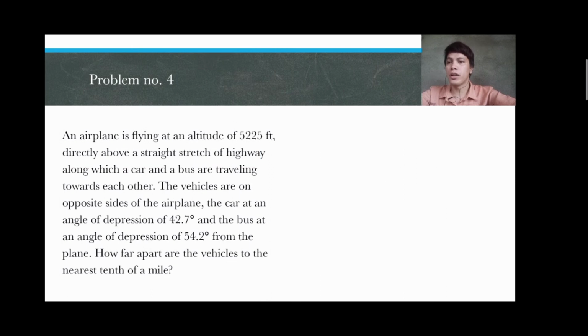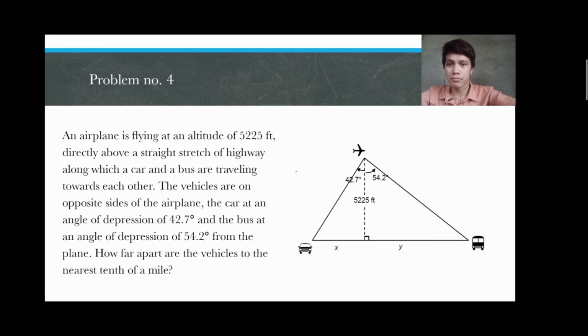And now let's go to our problem number 4. An airplane is flying at an altitude of 5,225 feet, directly above a straight stretch of a highway along which a car and a bus are traveling towards each other. The vehicles are on opposite sides of the airplane. The car at an angle of depression of 42.7 degrees and the bus at an angle of depression of 54.2 degrees from the plane. How far apart are the vehicles to the nearest tenth of a mile? So we're going to illustrate this problem. We have x the distance of the car and y is the distance of the bus.